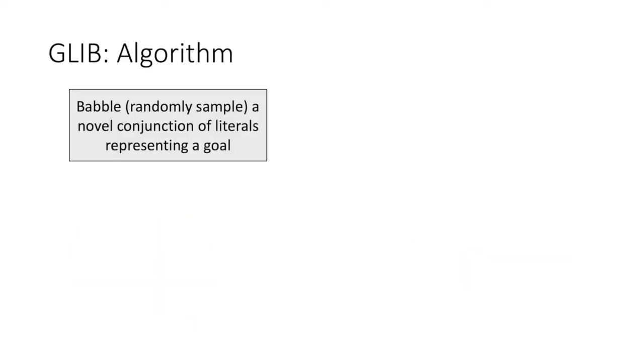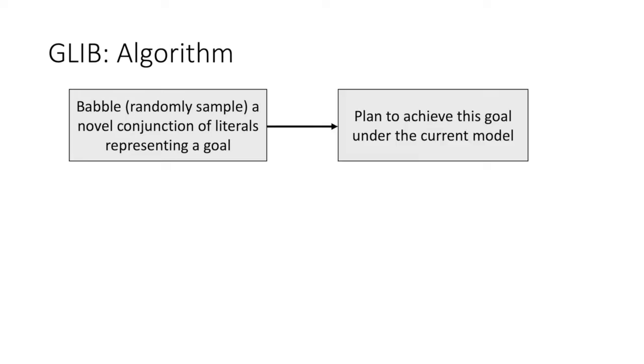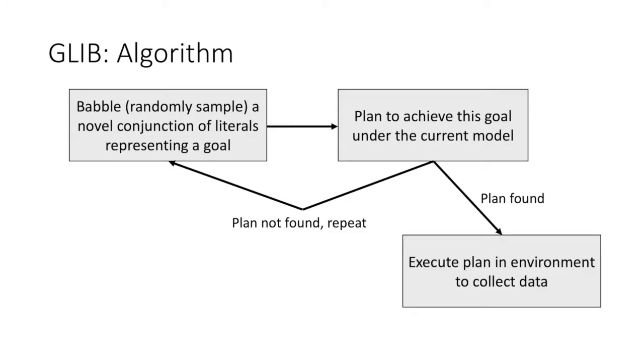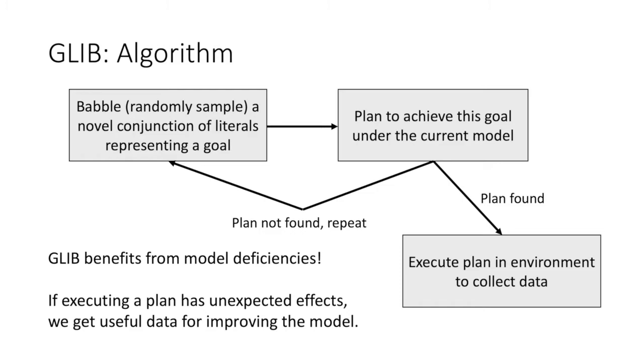The GLIB algorithm repeatedly samples novel goals, trying for each one to plan with it under the current model that is being learned. When a plan is found, the agent simply executes it in the environment. This exploration method naturally benefits from deficiencies in the model, because any time a plan has unexpected consequences, we know that we're getting useful data for improving it.